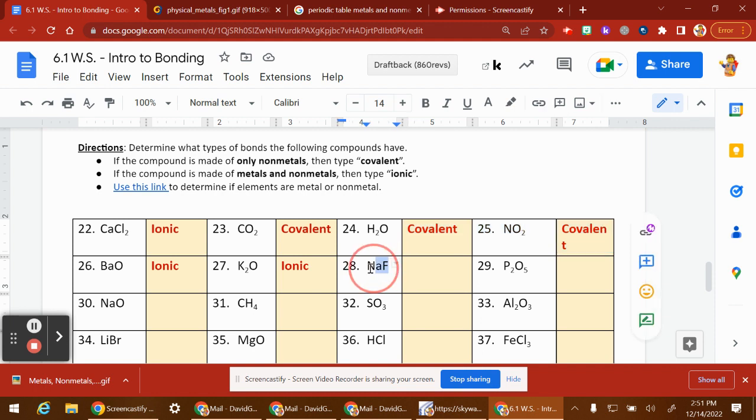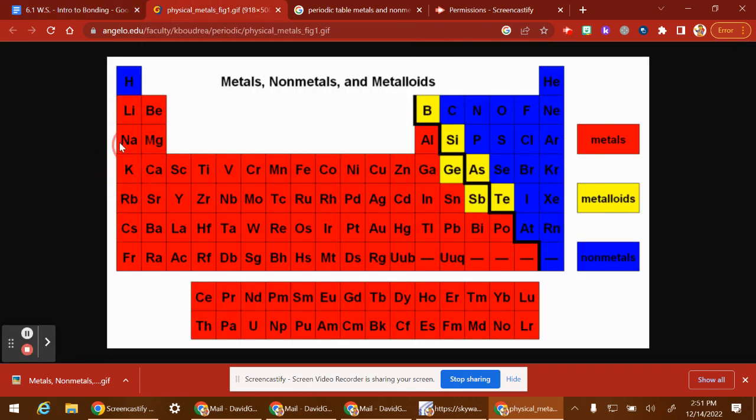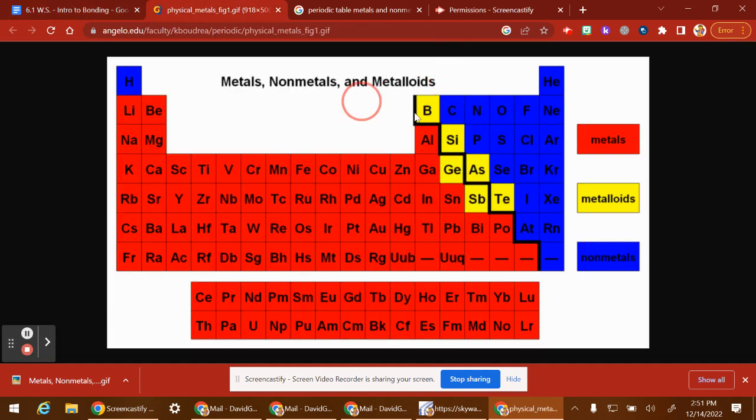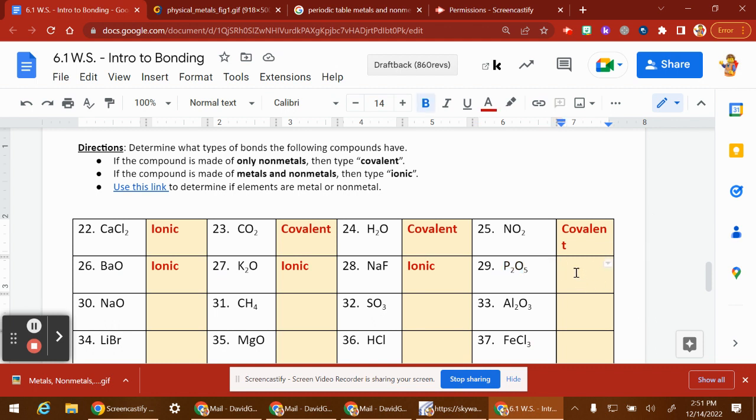Let's try one more. Sodium and fluorine. Pause the video and see if you can figure it out. And pause. And we're back, all right? So sodium is a metal, and fluorine is a nonmetal. So this is ionic. And phosphorus and oxygen. Let's see here. Phosphorus is a nonmetal, oxygen's a nonmetal. So this is covalent. And this is how it goes.